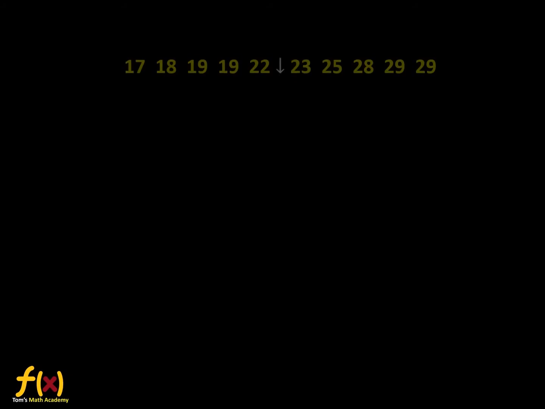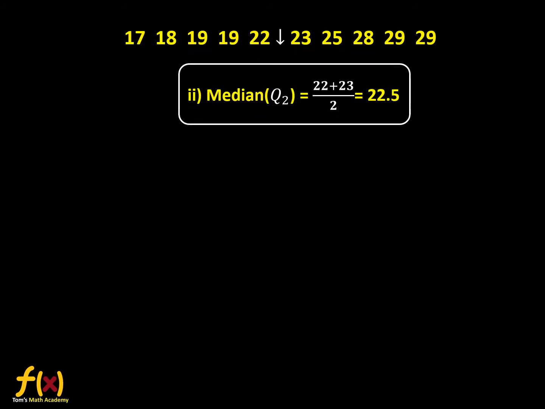Number 2, the median. Median is also known as Q2. In this data, we have 2 numbers coming in the middle. That is 22 and 23. So the average of that is the median. 22 plus 23 over 2 gives us 22,5.